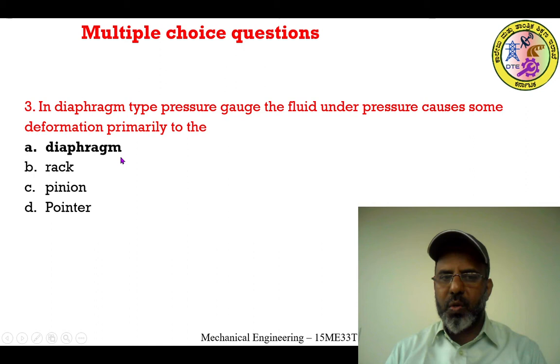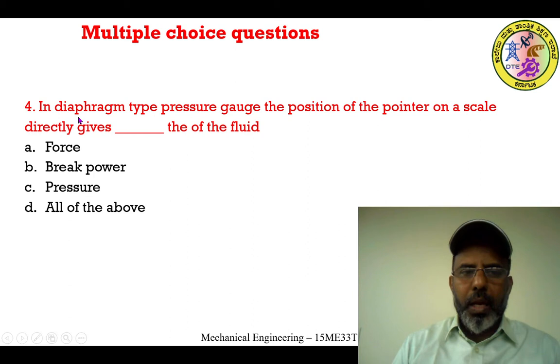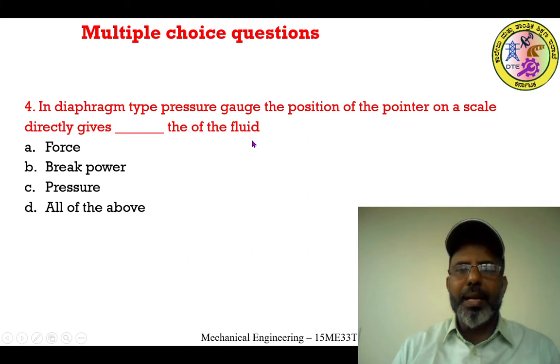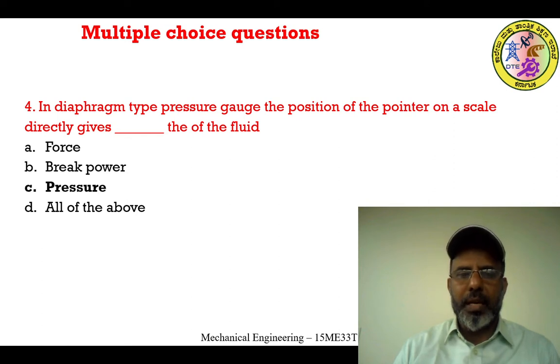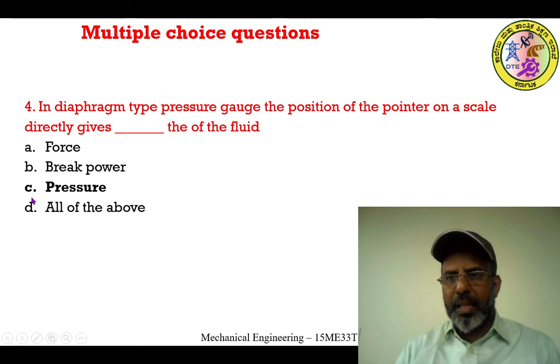Then the next question: in a diaphragm type pressure gauge, the position of the pointer on a scale directly gives dash of the fluid. Your time starts now. A. Force, B. Brake power, C. Pressure, D. All of the above. The correct answer is C, the pressure. As the name indicates, the diaphragm type pressure gauge is employed for measurement of the pressure of the fluid.